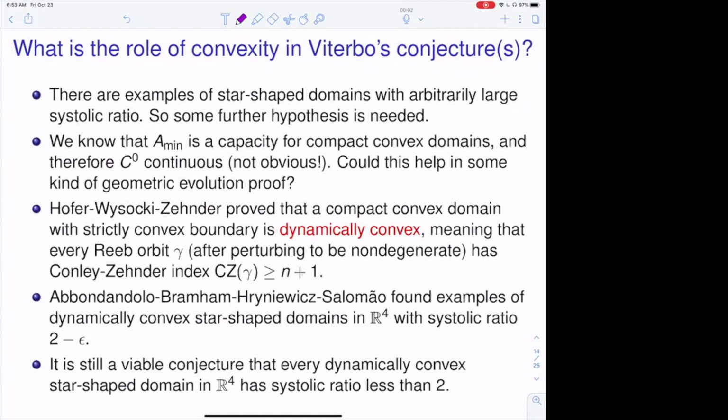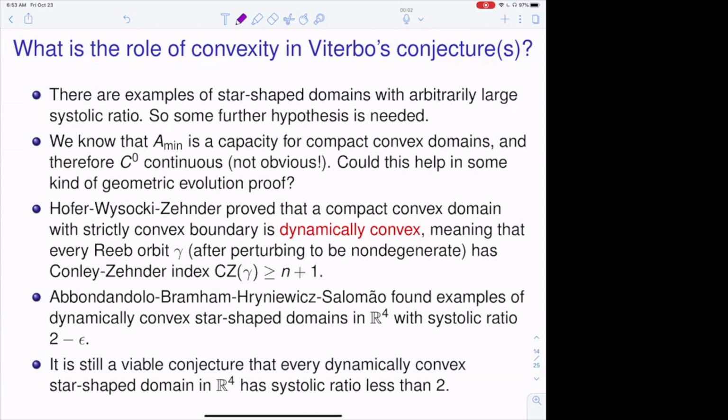Hofer, Wysocki, and Zehnder proved that if you have a convex domain with strictly convex boundary, then it's dynamically convex. And this is now a symplectically invariant condition. And it says that every Reeb orbit has Conley-Zehnder index at least n+1, which is a measure of how a vector field rotates in the neighborhood of the orbit. So you could say, okay, good, we have a symplectic reformulation of the conjecture. Let's prove Viterbo's conjecture for every dynamically convex domain.